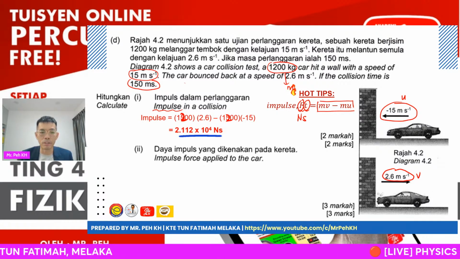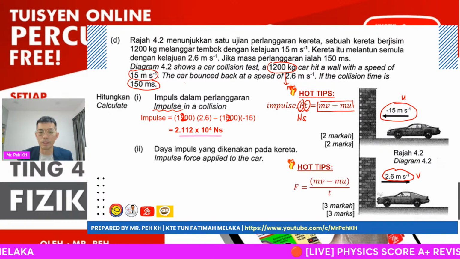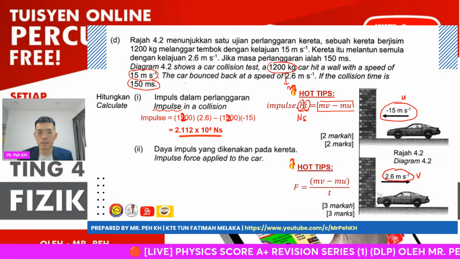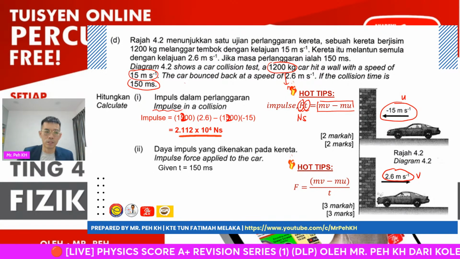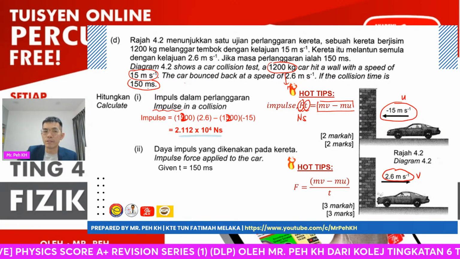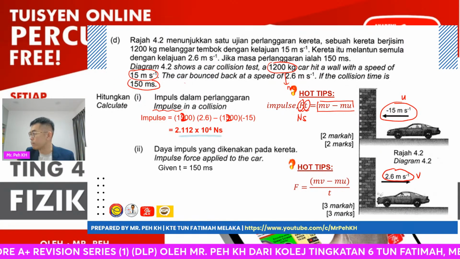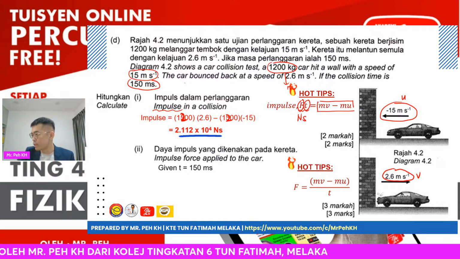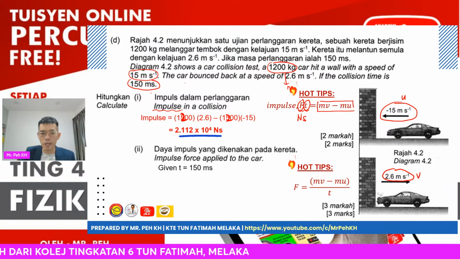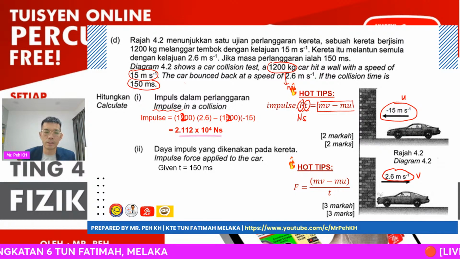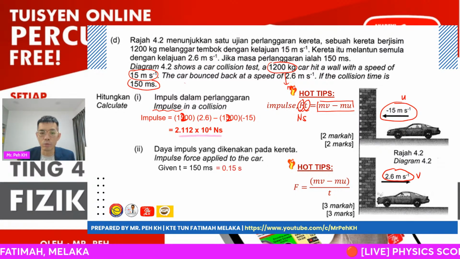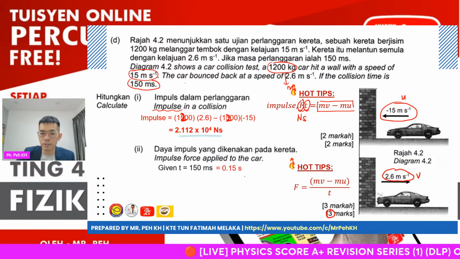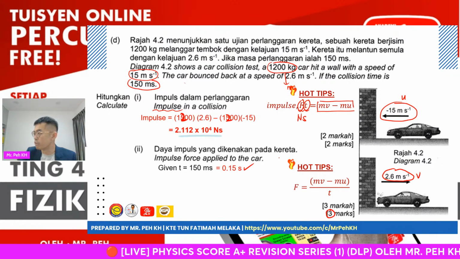Okay, so here the impulsive force applied to the car, they will be using this formula. After we convert, we had to convert 150 millisecond to second, because here we use final answer in SI unit. So make sure you change the 150 millisecond to second. So you see here 3 marks. The first mark will be given for conversion.